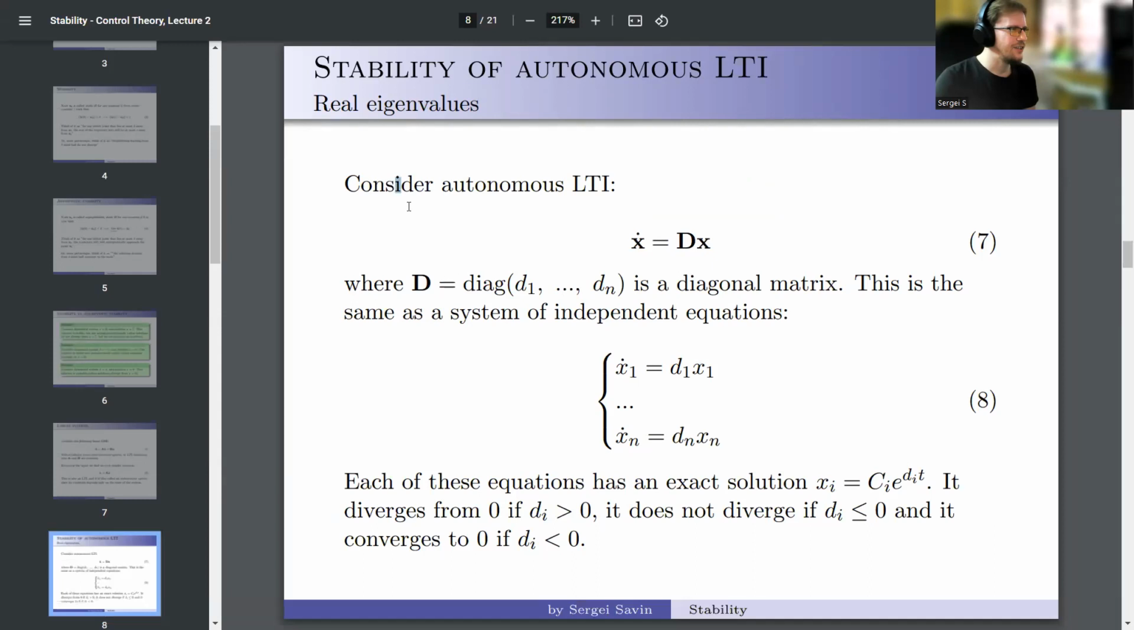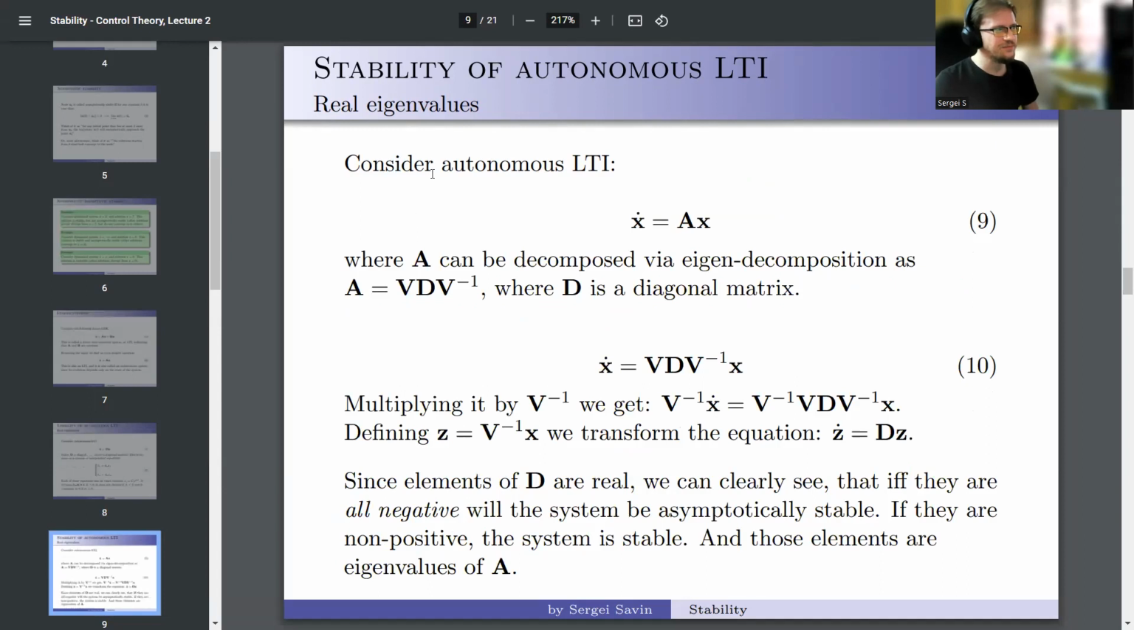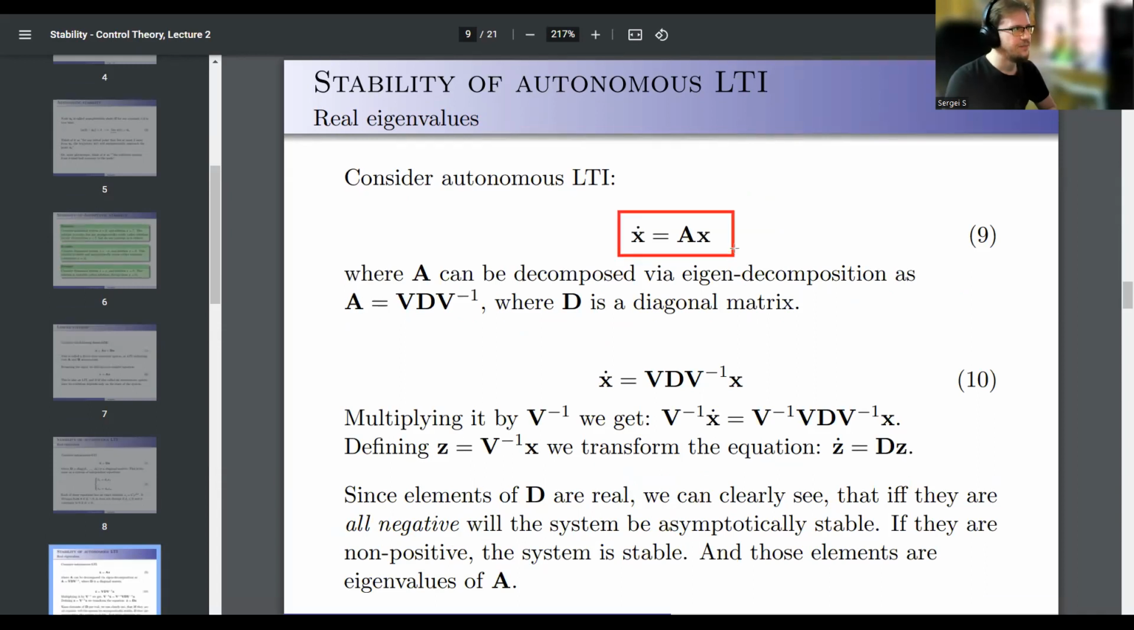Let us now move towards more complicated things, and we'll see if this is useful. So consider now an LTI system with this form, where A can be decomposed via eigendecomposition as A equals V D V inverse, where D is a diagonal matrix. And we assume that D and V are both real matrices. So each entry is a real number.